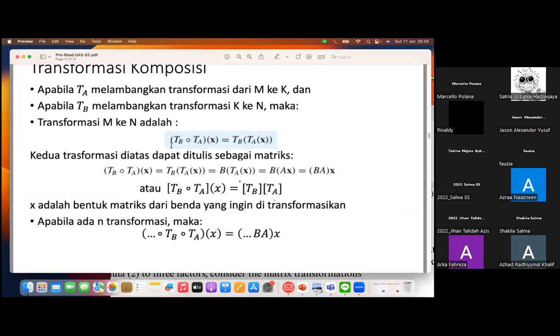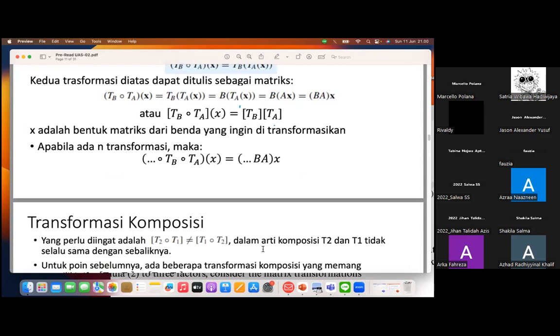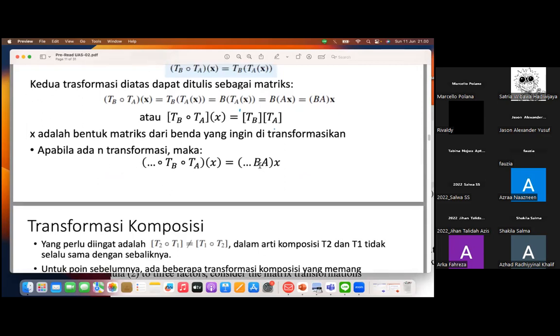And let's say we have a transformation like this. We can express it in the form of a matrix. Let's say TB(x) is Bx and TA(x) is Ax. So we can express it as a matrix like this. The same goes with n transformations. That means it's whatever times B times A.